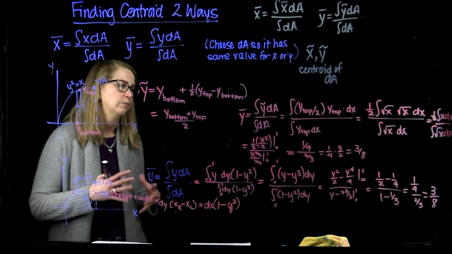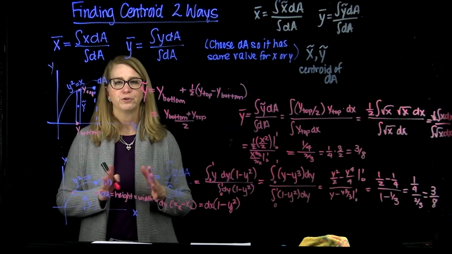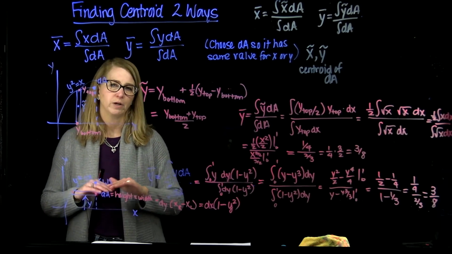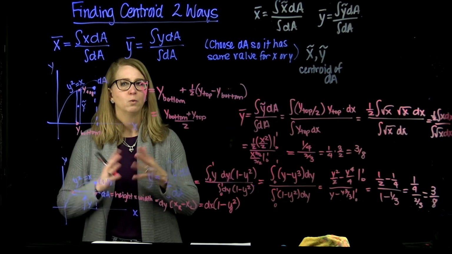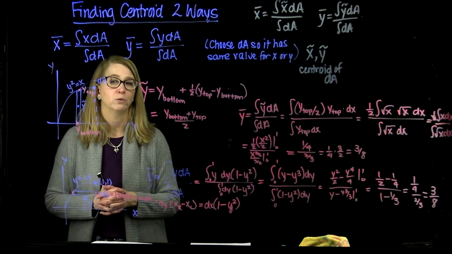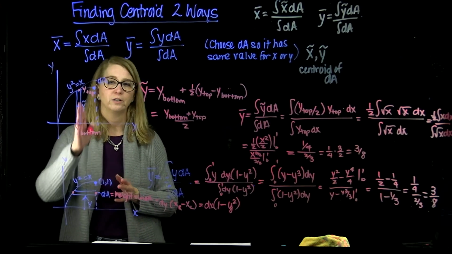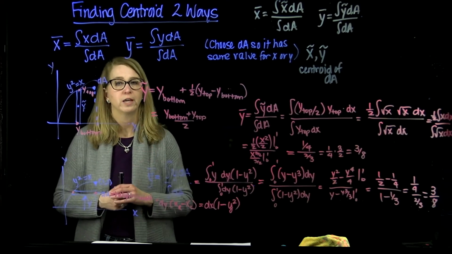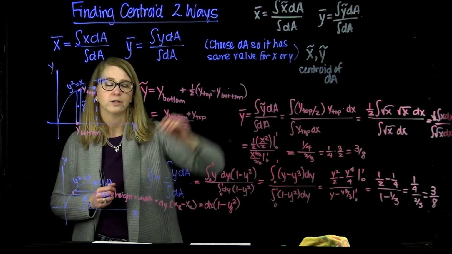So sometimes you can do the centroids in the very traditional way. Keep in mind there, we're taking the area so that it all has the same y or x value depending on which centroid you want to find. Or you can find a strip and find the centroid of that strip and do the integration using this.